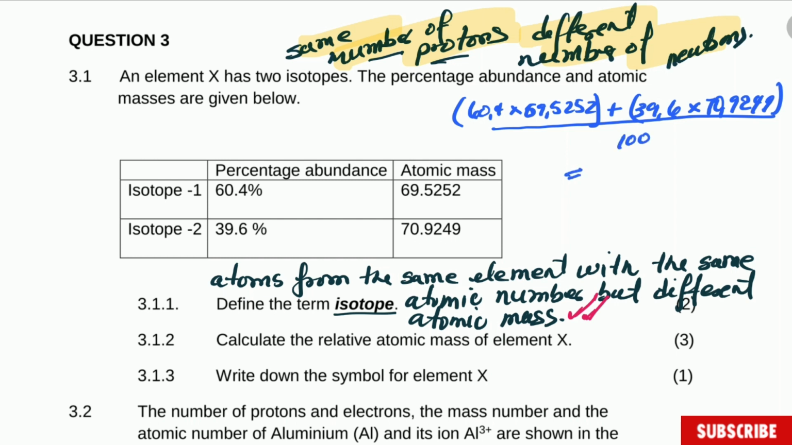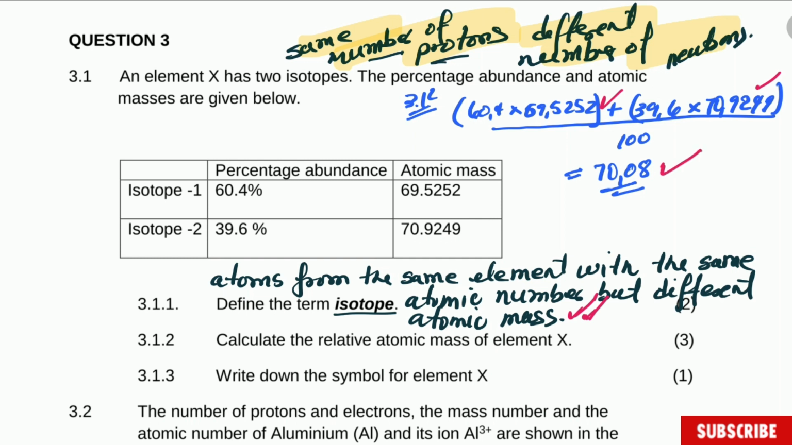That is a way of doing question 3.1.2. If you do that, you will get 70,08. That is the answer here. You will get 1 mark for this substitution, 1 for this substitution, and 1 for the final answer.